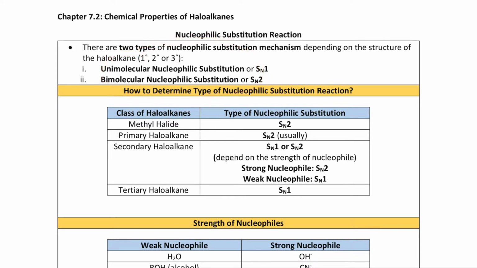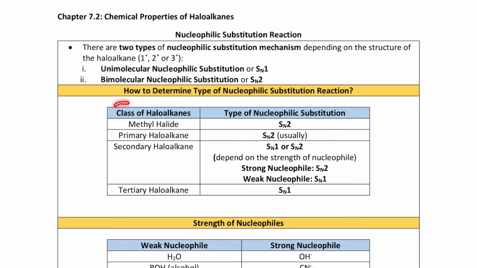Okay, and then tadi saya cakap this mechanism depend on the structure of the haloalkane kan. So how to determine the type of nucleophilic substitution reaction? So macam mana kita nak tahu haloalkane ni undergo mechanism dia mana, SN1 ke SN2? So macam mana nak tahu? Tengok table ni. Okay, so this table will help you later nak determine mechanism mana untuk structure haloalkane tu.